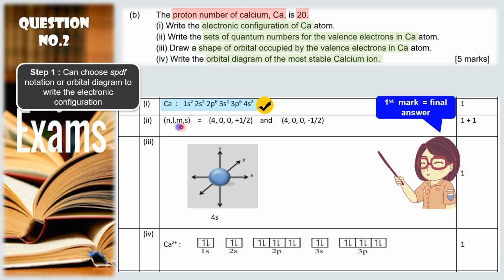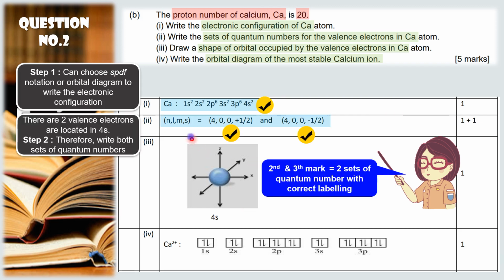So 4 stands for n. l is referred to 0, because this is s, so that's why l equals 0. m is referred to l; when l equals 0, m is also 0. And then for the s, spin up is positive half. So the other set is 4, 0, 0, negative half, spin down. Okay, so the mark here is given to you, 1 mark for each set of quantum numbers. 1 plus 1.